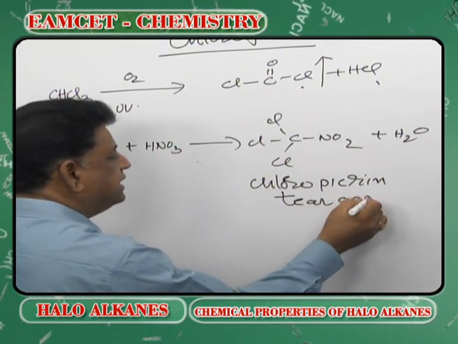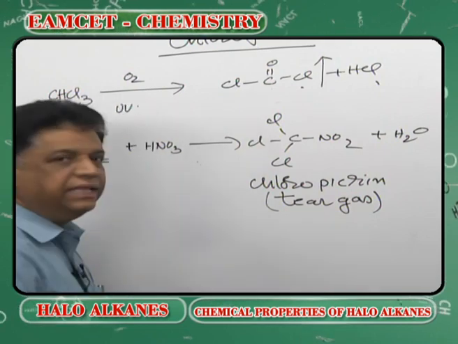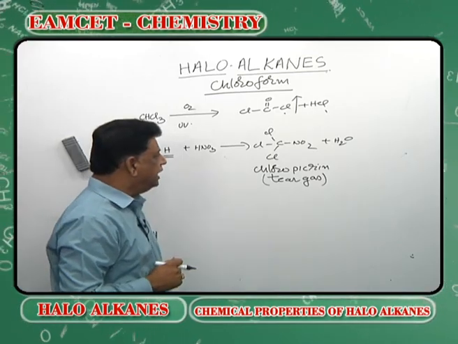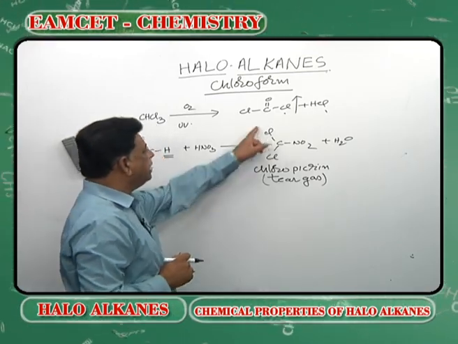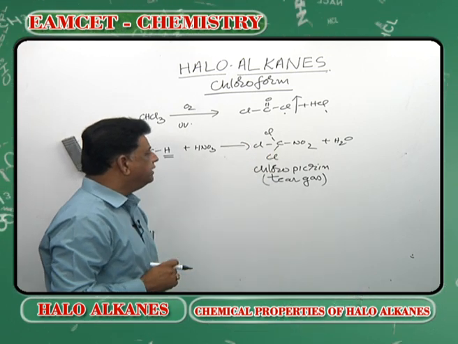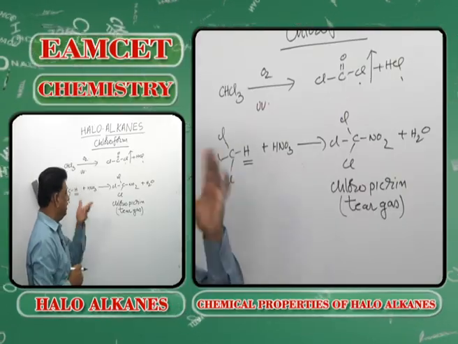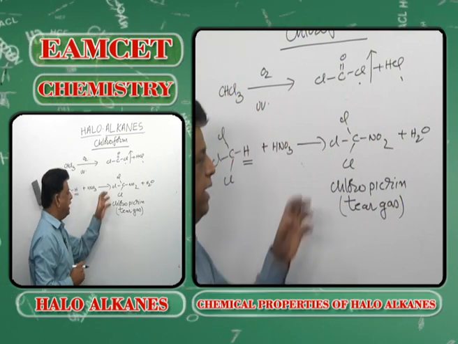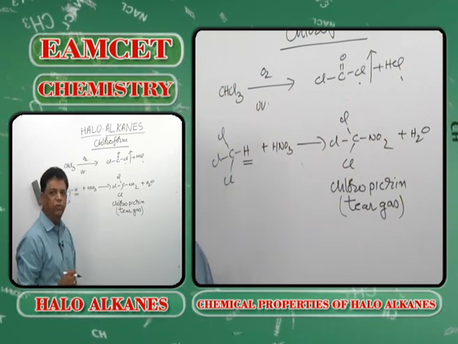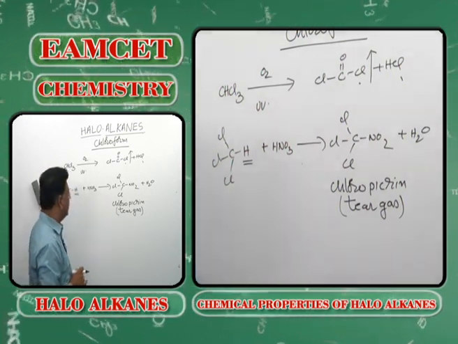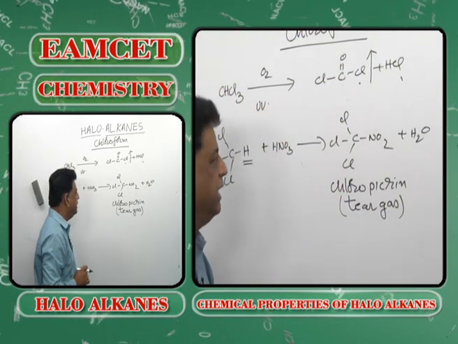Chloropicrin is commercially used in tear gas. So if a question is asked, what is the major component in tear gas? Tear gas is nothing but trichloronitromethane. It acts on the eye, a lot of tears will be produced and a burning sensation will be there. Therefore it is used in tear gas.